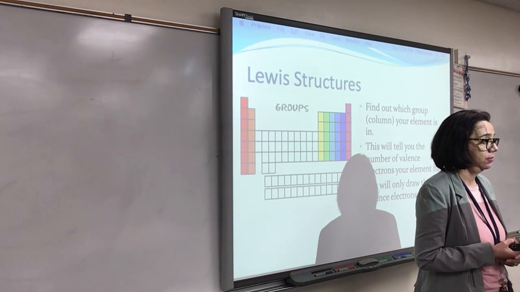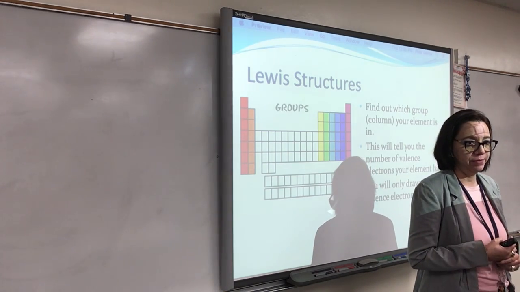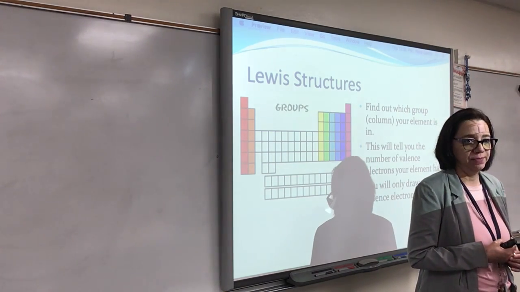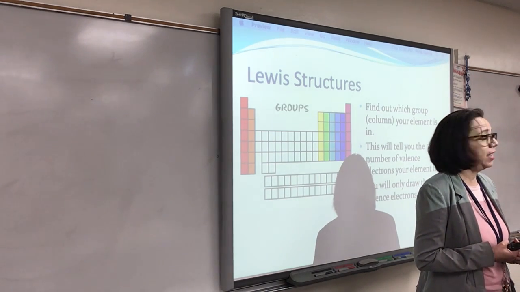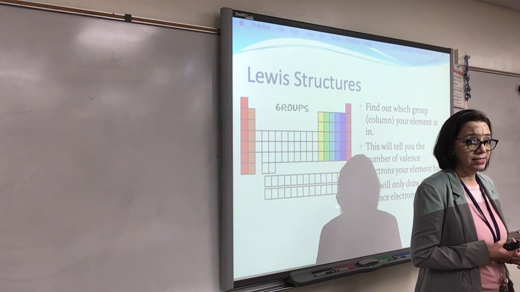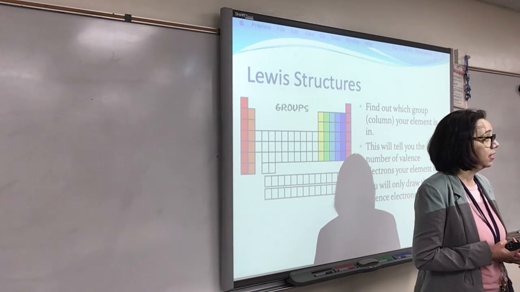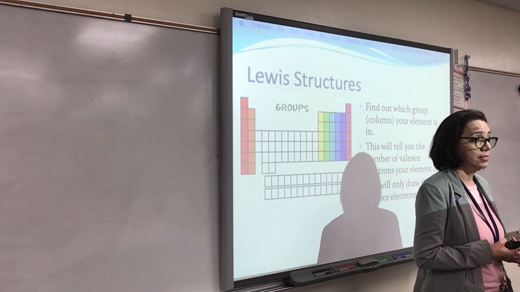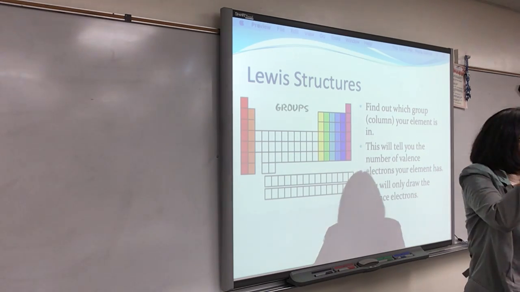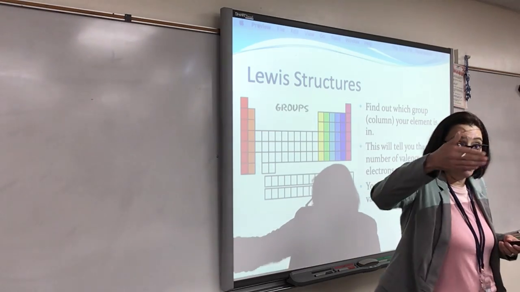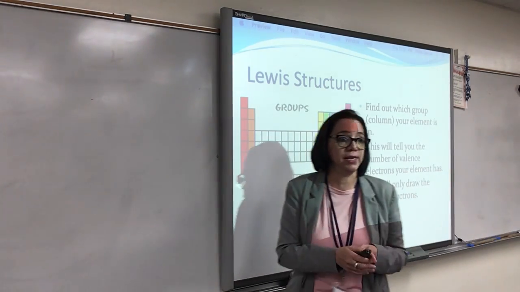So what is 1A to 8A in your periodic table? What is 1A? 1. What is 2A? 2. What is 3A? 13. Very good. What is 4A? 5A? 6A? 7A? 17. And 8A? 18. Okay. So those group numbers will tell you how many electrons you're going to draw.